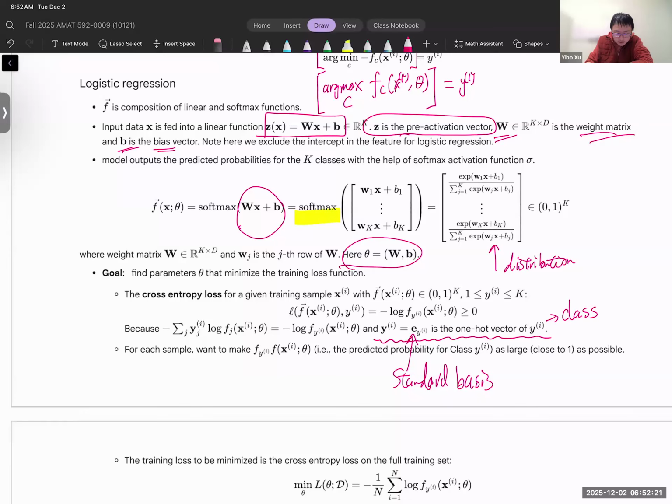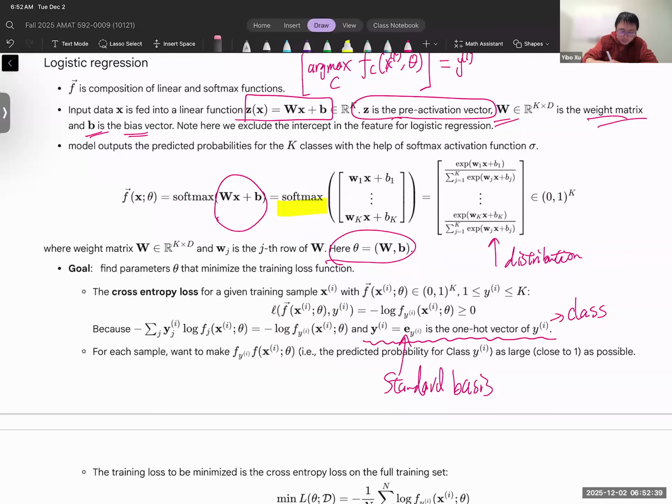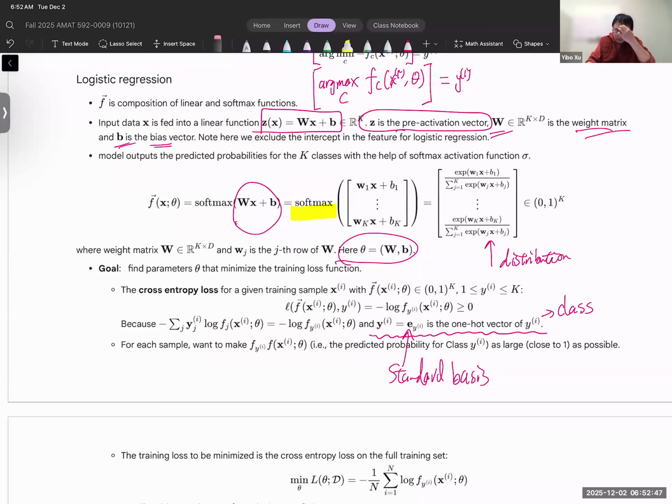All right, so that's the model. For logistic regression with softmax, we have a linear mapping in the middle, but then we compose it with a softmax function, so we get a vector output function. Now, how do we penalize? We want to make an objective function and then minimize it. Here, we use the cross entropy loss.